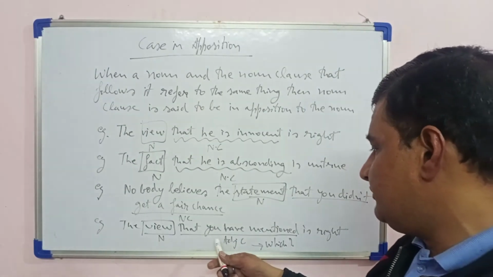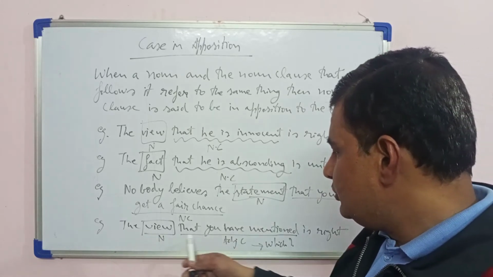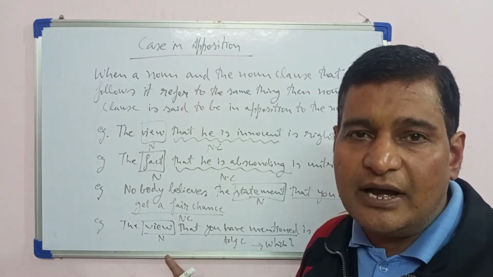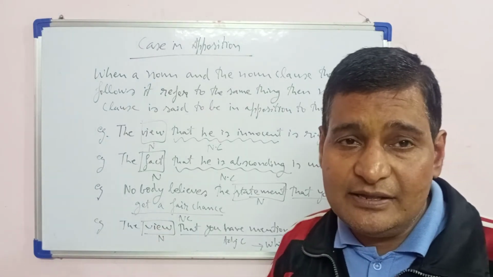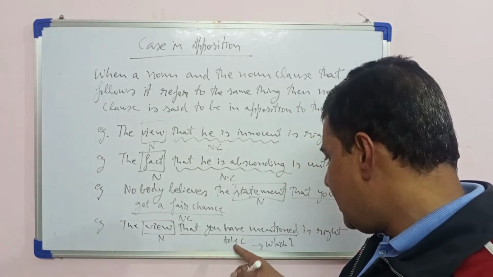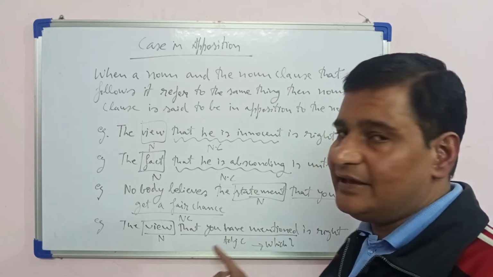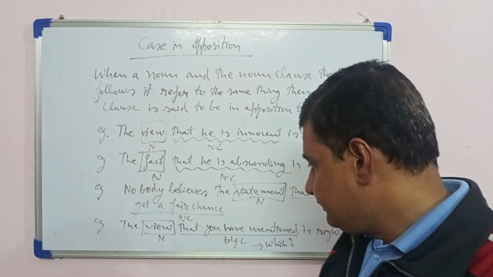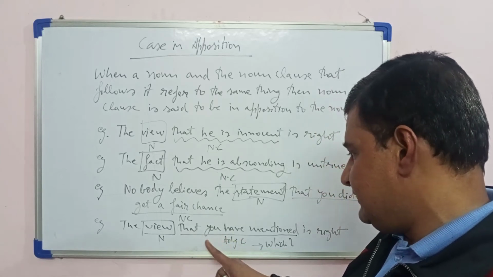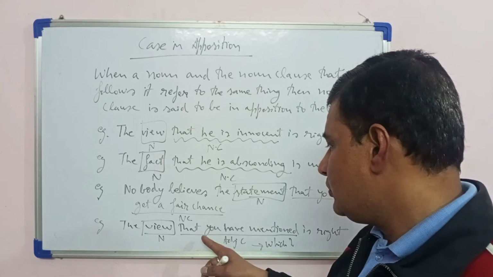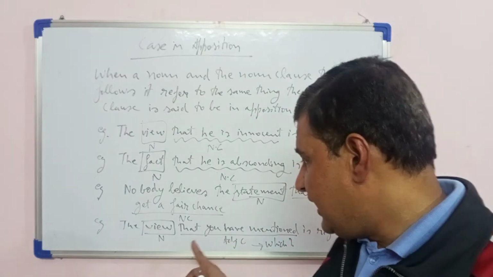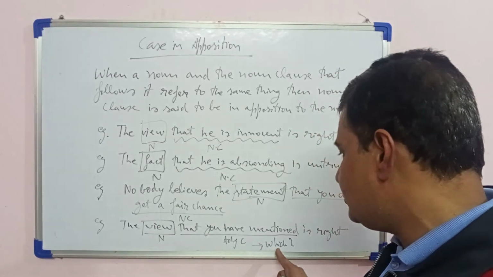So you must be very careful. In the view that you have mentioned, that you have mentioned is not a noun clause, it is an adjective clause. Why is it an adjective clause? Because it asks the question which, and when you read this, you get the answer: that you have mentioned which view. So that's why it is an adjective clause, because it answers the question which.